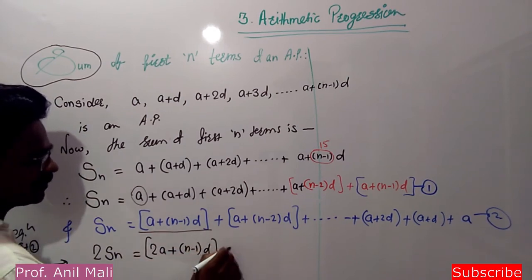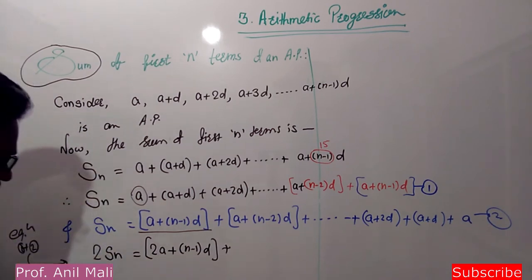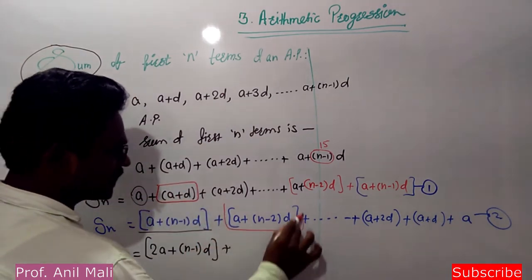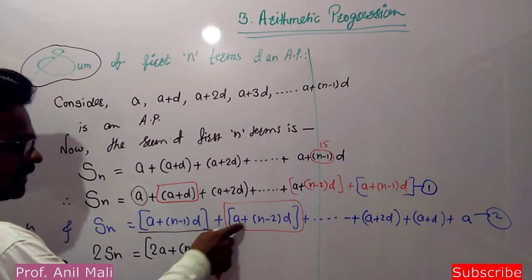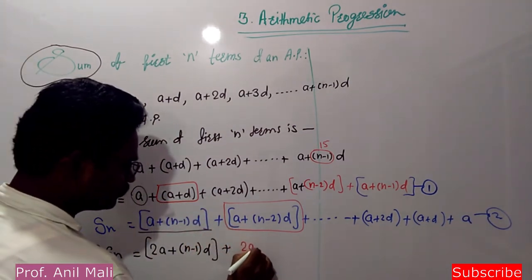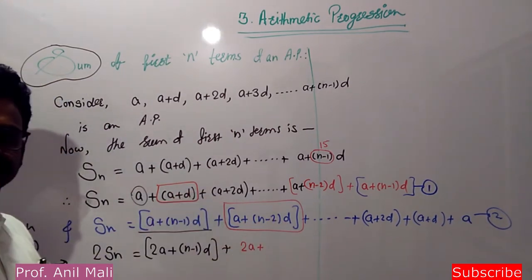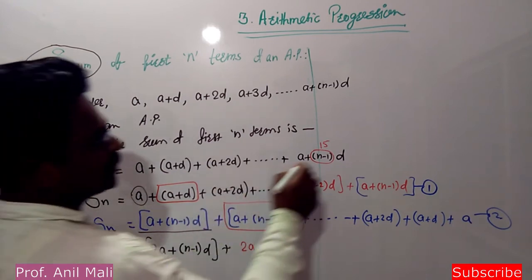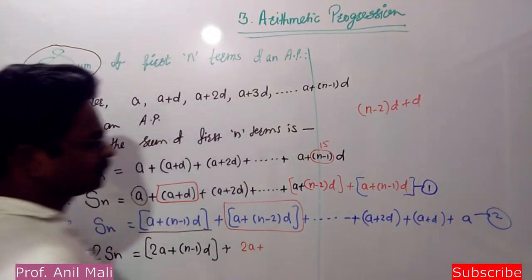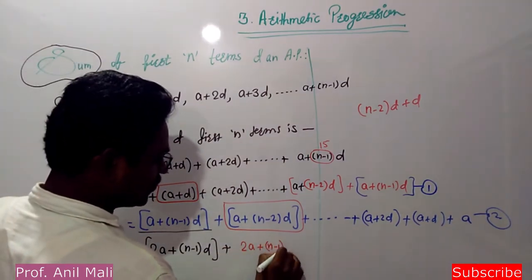This is the first term in an addition. Now we will add the second term. This is my second term here and this is my second term here. So you are going to add them together. A plus a again becomes 2a, plus (n minus 2)d plus d. See, I'll show you here. (n minus 2)d plus d. So it will become (n minus 1) into d.